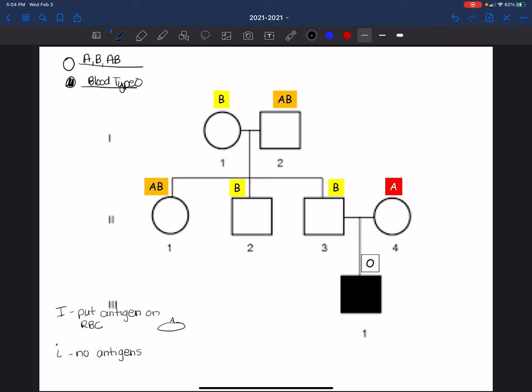So we can have big I^A, or we can have big I^B. So we have two types of antigens that we can have. Okay? So we're going to start out and put in the genotypes that we're going to know for sure. So let's review what the genotypes for blood types are first.